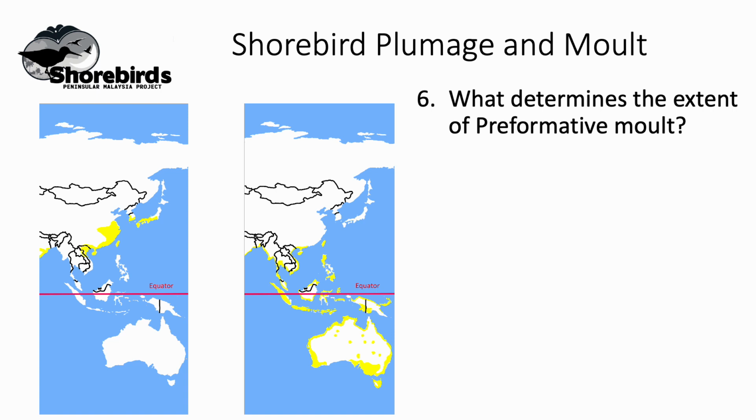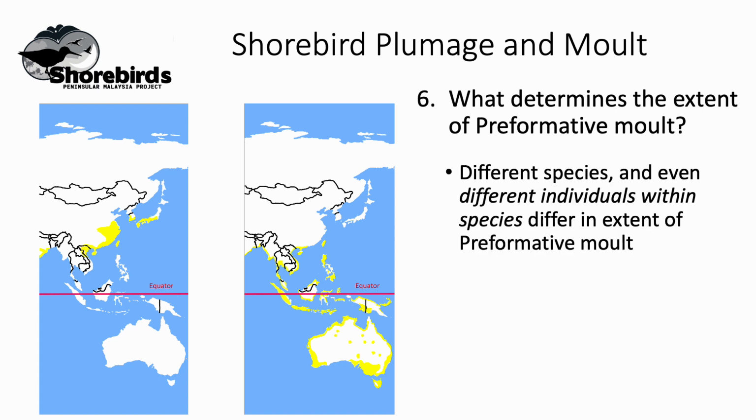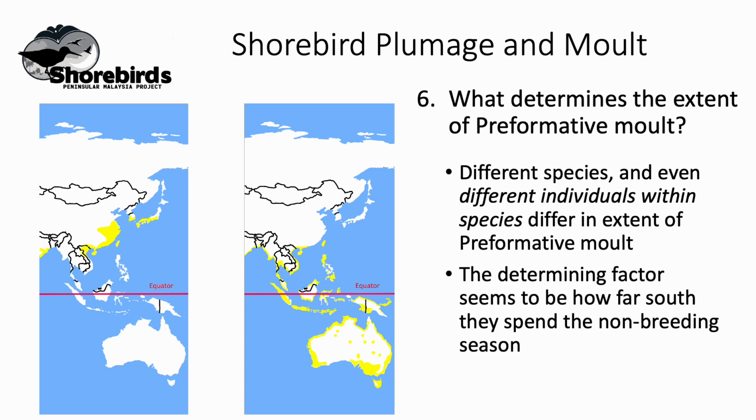So we mentioned that preformative molt is variable in extent. Some birds just molt body and wing covert feathers, while others also molt flight feathers. So what determines the extent of preformative molt? It seems to be the case that it's not just variable between species, but even between individuals of the same species. And the factor that seems to be influential is how far south the bird spends the non-breeding season. So just to give you a simple example, here's two maps of the non-breeding distribution of two shorebirds. You can see the equator there running just south of Malaysia.